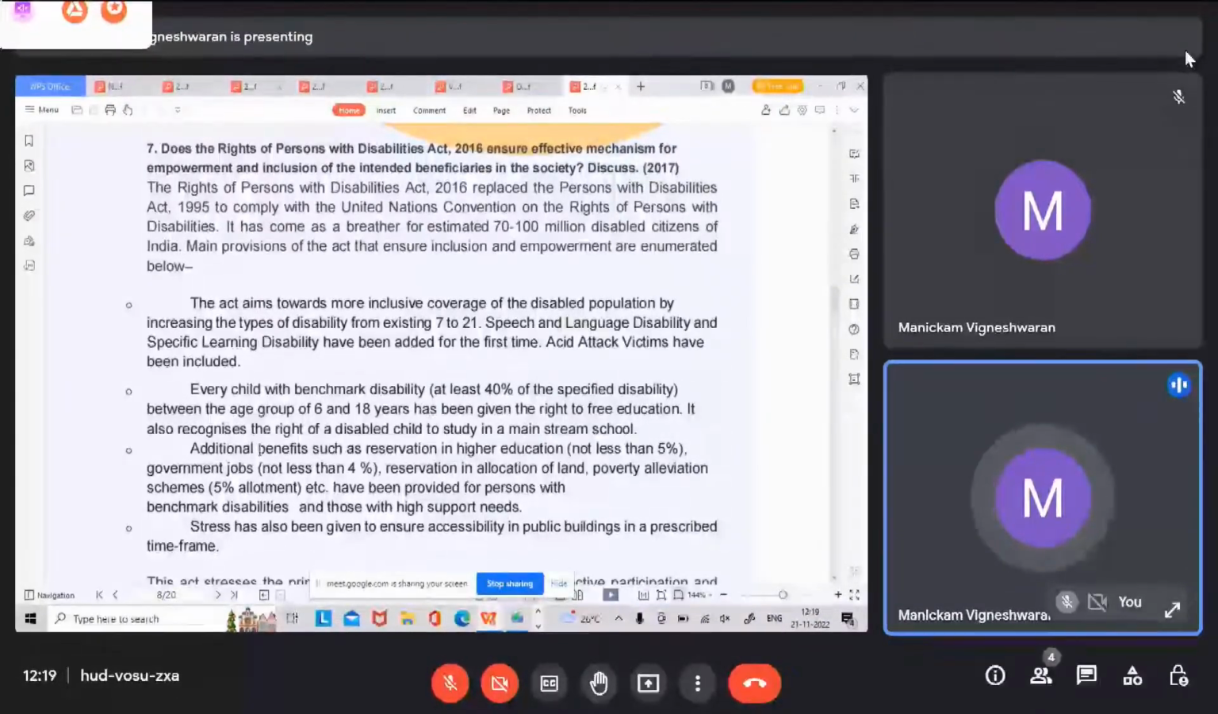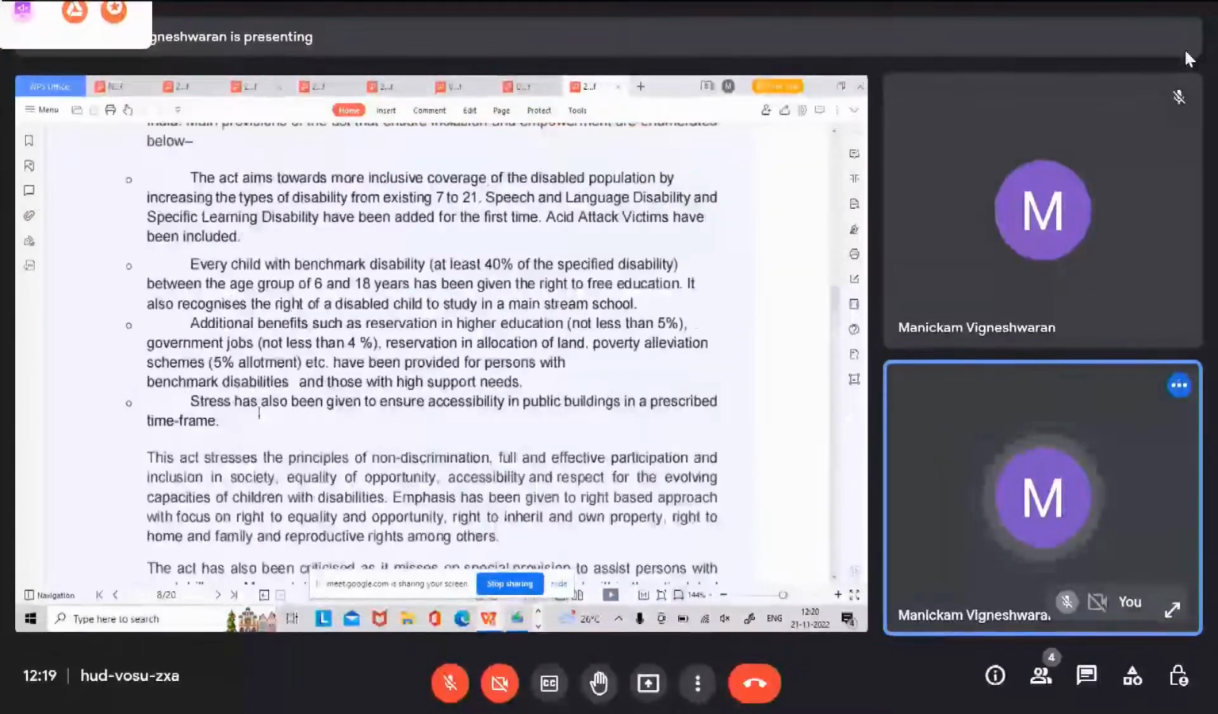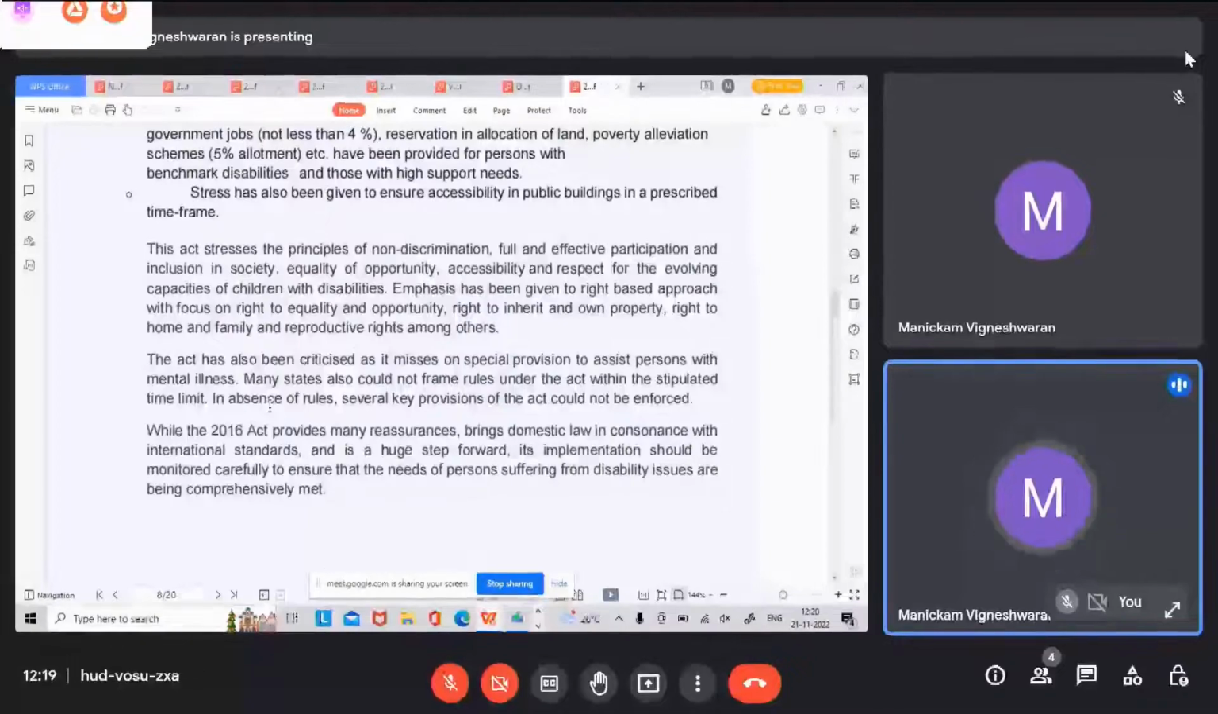Stress has also been given to ensuring accessibility in public buildings in a prescribed time frame. The Act stresses the principles of non-discrimination, full and effective participation and inclusion in society, equality of opportunity, accessibility, and respect for the evolving capacities of children with disabilities. Emphasis has been given to a rights-based approach with a focus on the right to equality and opportunity, the right to inherit and own property, the right to home, family, and reproductive rights, among others.